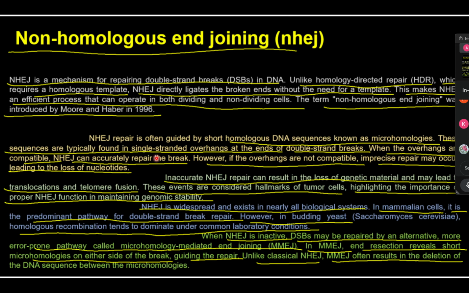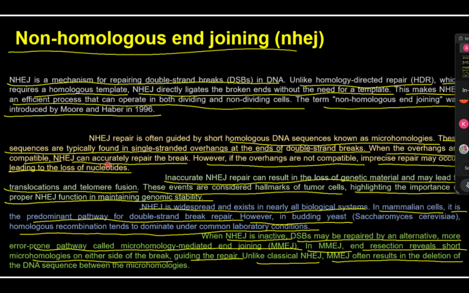These sequences are typically found in single-stranded overhangs at the end of the double-stranded breaks. When the overhangs are compatible, NHEJ can accurately repair breaks. However, if overhangs are not compatible, imprecise repair occurs, leading to loss of nucleotides. So what happens is that if there is a double-stranded break, but the break is sticky-ended, which means that there are overhangs on both the ends, something that we have often seen using restriction enzymes.